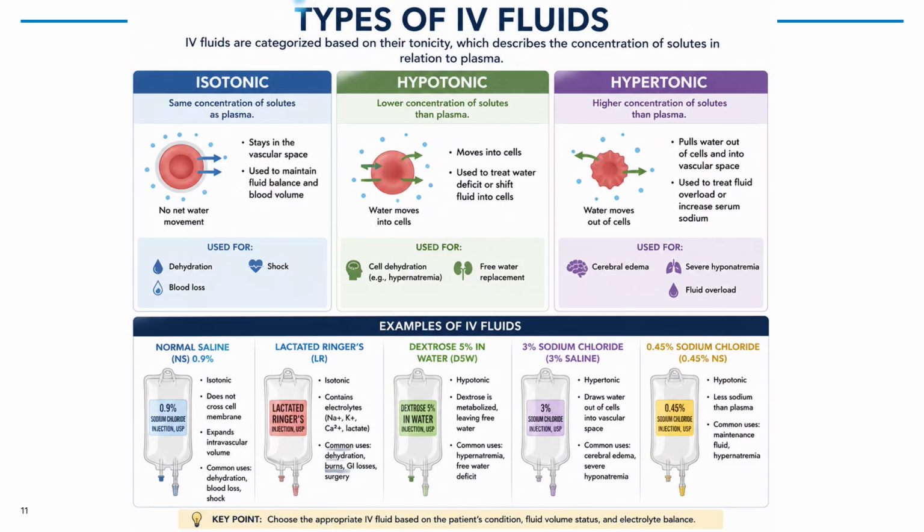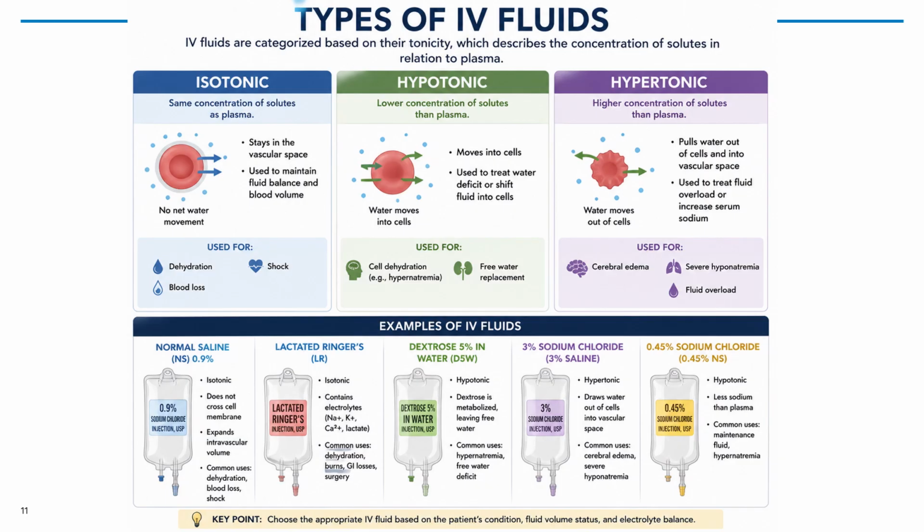And then we have the different types of IV fluids, and these are categorized by their tonicity, which describes the concentration of solutes in the fluid compared with the concentration of solutes in normal blood plasma. The easiest way to understand tonicity is to ask one question: which direction is the water going to be moving in? Water always moves towards the area with the higher concentration of solutes. So let's look at each category.